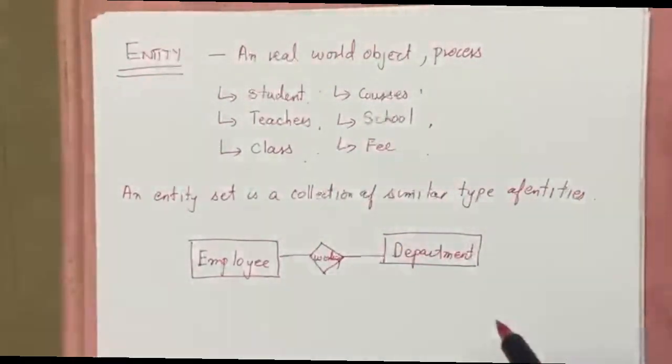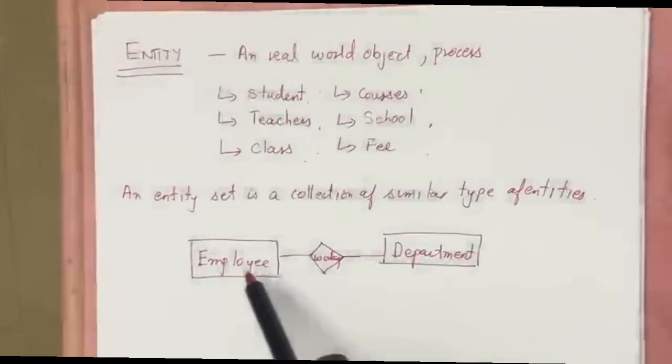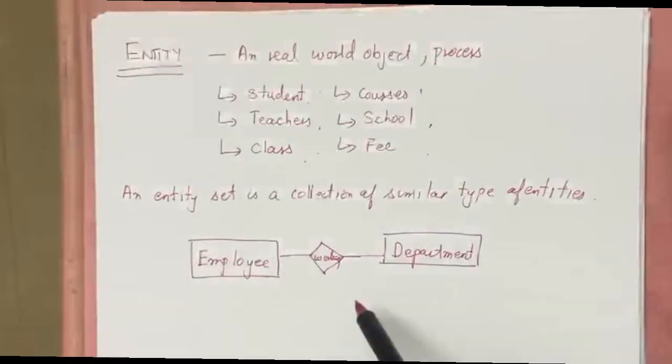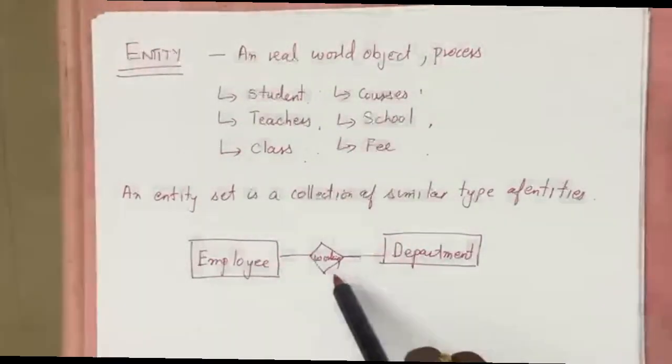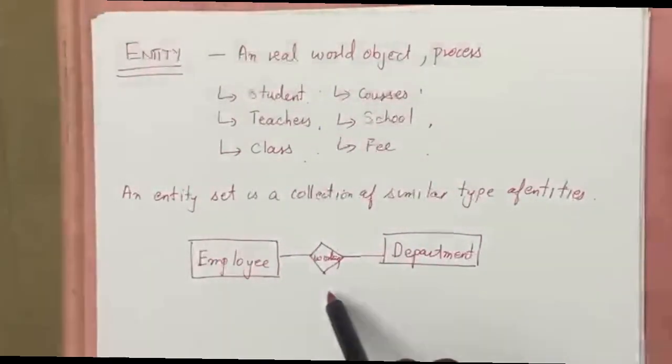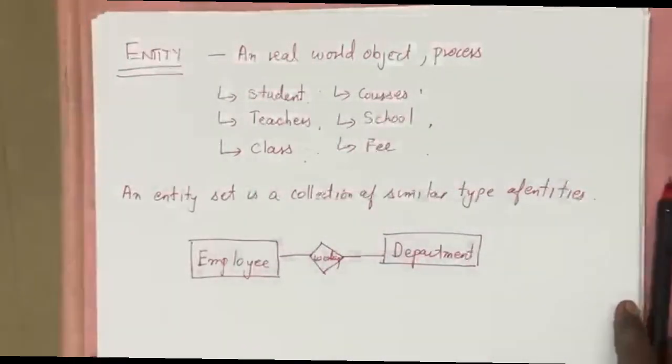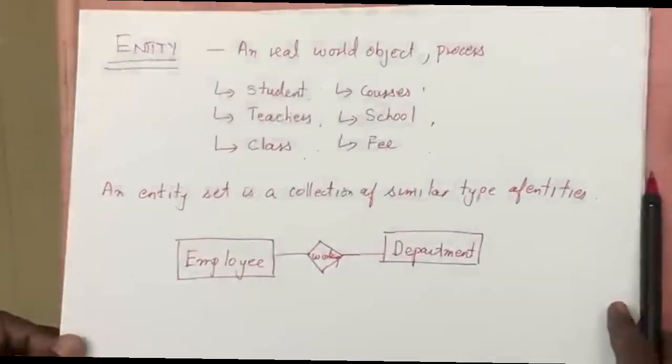When I want to represent an entity, I would represent an entity in a square box, where an employee is working in a department, where working is nothing but the relationship they hold.